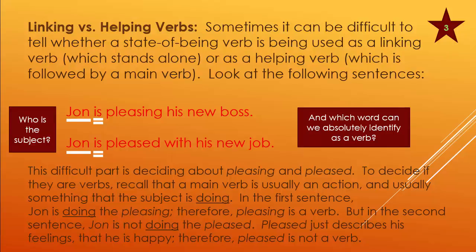To decide if they are verbs, recall that a main verb is usually an action and usually something that the subject is doing. In the first sentence, John is doing the pleasing. Therefore, pleasing is a verb. But in the second sentence, John is not doing the pleased. Pleased just describes his feelings, that he is happy. Therefore, pleased is not a verb.